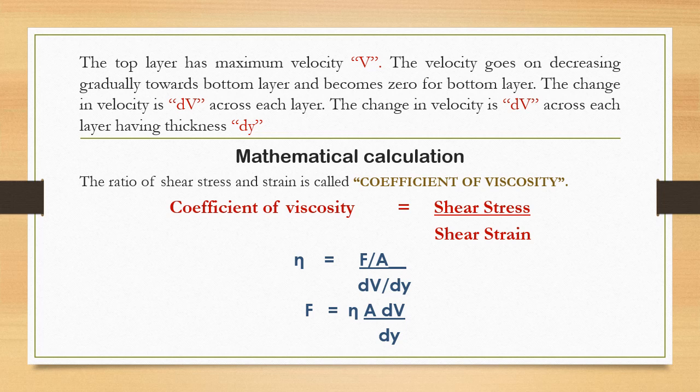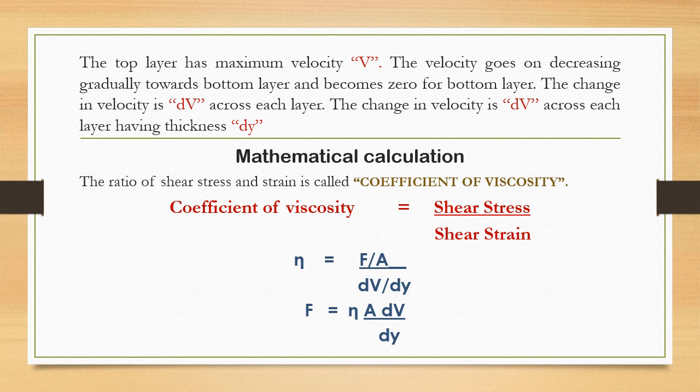Now for the mathematical calculation, the ratio of shear stress and strain is called the coefficient of viscosity. It means how much stress you may apply to change the shape of the object. Then the coefficient of viscosity will be the shear stress, meaning the stress to change the shape of the layers.